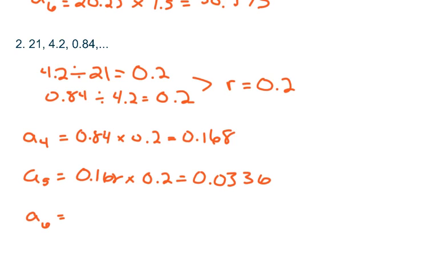0.0336. And then for the 6th term, we're going to take our 5th term, 0.0336, times our common ratio of 0.2, and that will give us 0.00672. Again, this is all calculator work, just typing some things in. After you do the first and the second, you can actually just hit enter here if you just keep going with times 0.2 to do it pretty quickly.